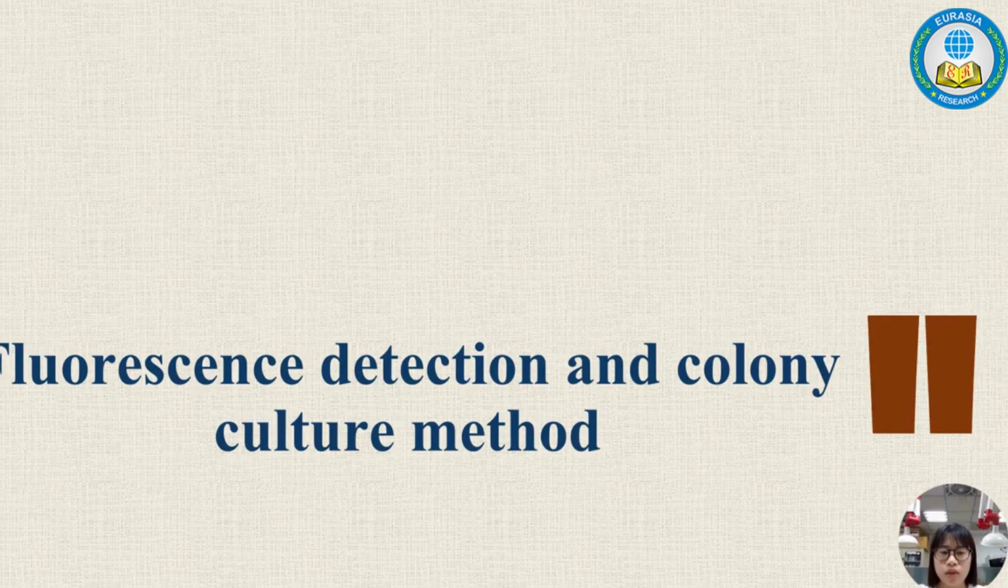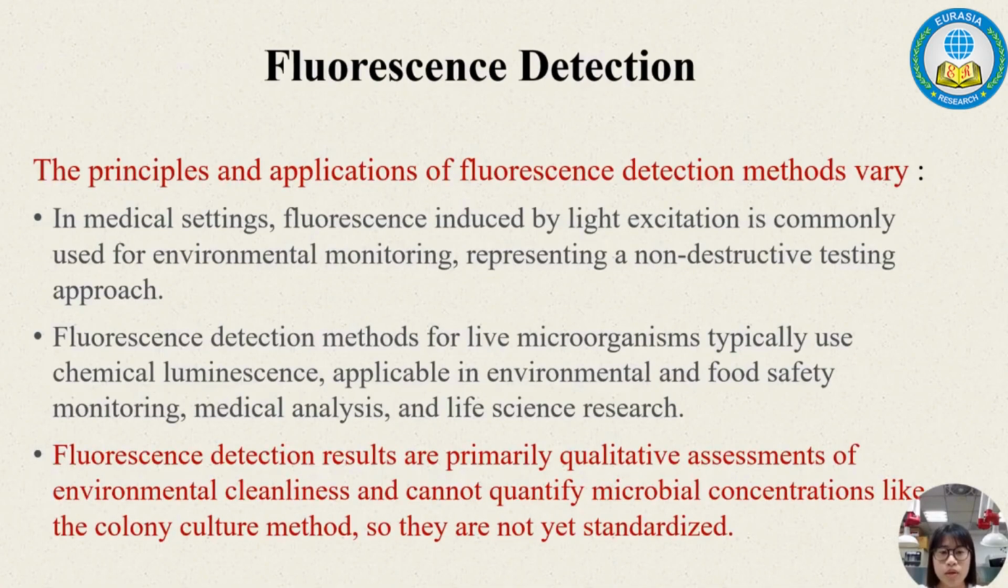2. Fluorescence detection and colony counting method. Fluorescence detection methods have different routes and uses. They are mainly for checking how clean the environment is, but they can't tell you the exact amount of bacteria and fungi like CCM. That's why they are not standardized yet.